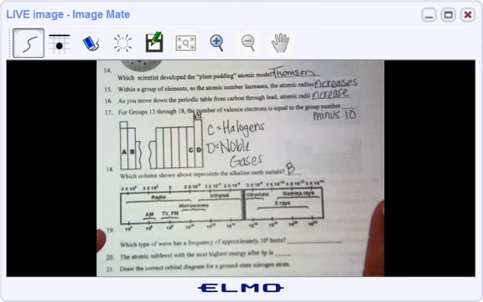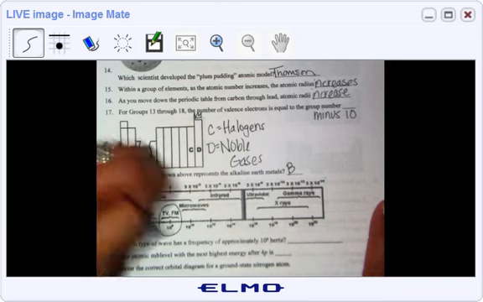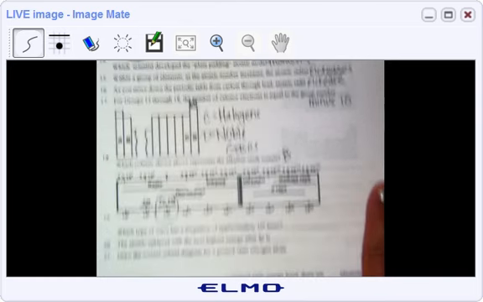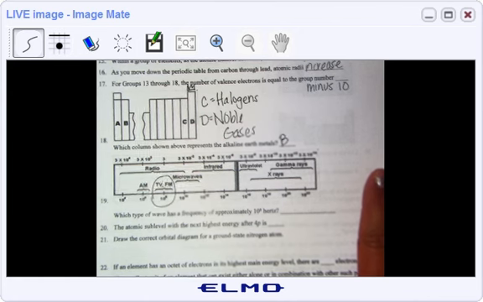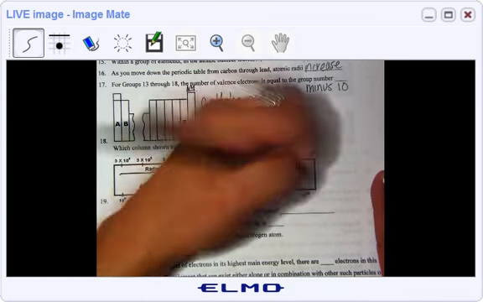19, which type of wave has a frequency of approximately 10 to the 8th? And you're just looking for that number, which is right here. So TV and FM.